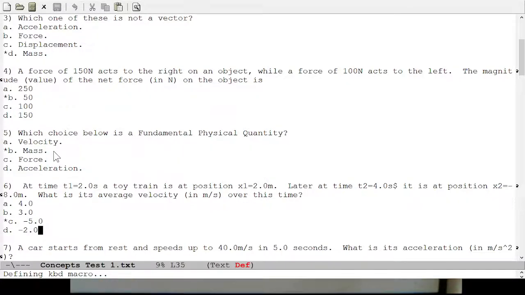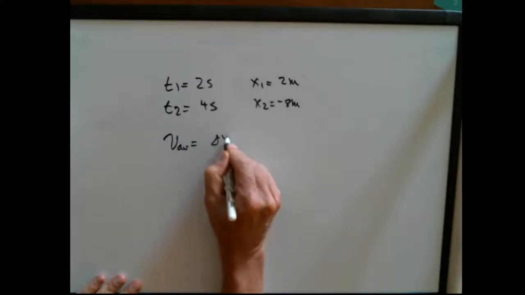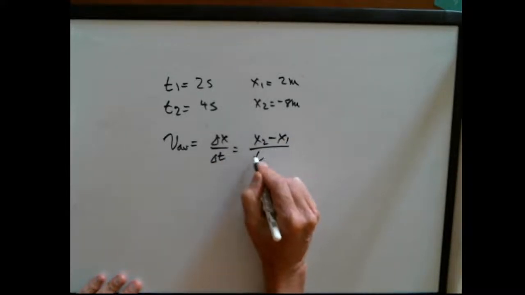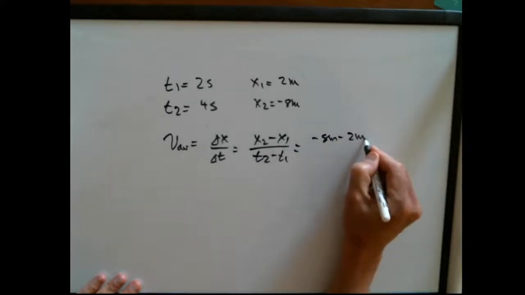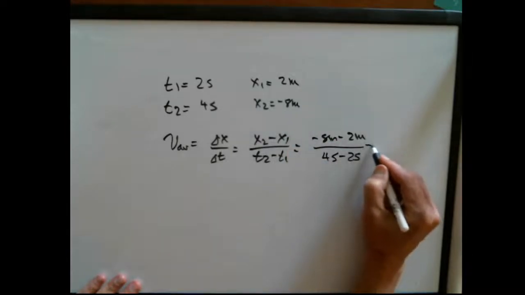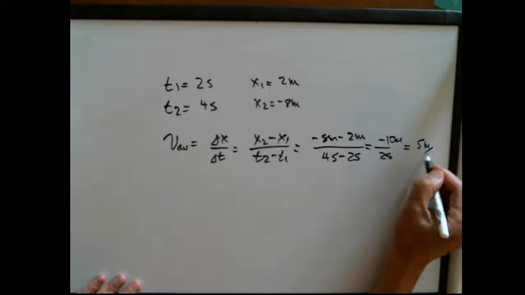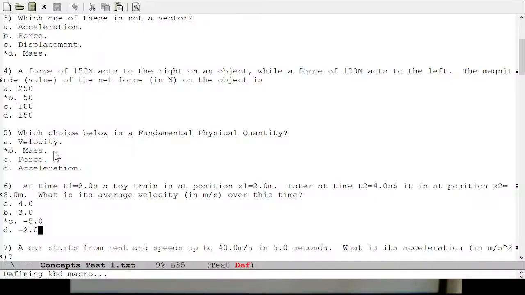Let me come back to here. If you remember, the definition for average velocity is change in position over the change in time. That's x2 minus x1 over t2 minus t1. That's minus 8 meters minus 2 meters, I'm just plugging in, over 4 seconds minus 2 seconds, which is minus 10 meters over 2 seconds, which is 5 meters per second. Sorry, minus 5 meters per second. So the correct answer is minus 5 meters per second.